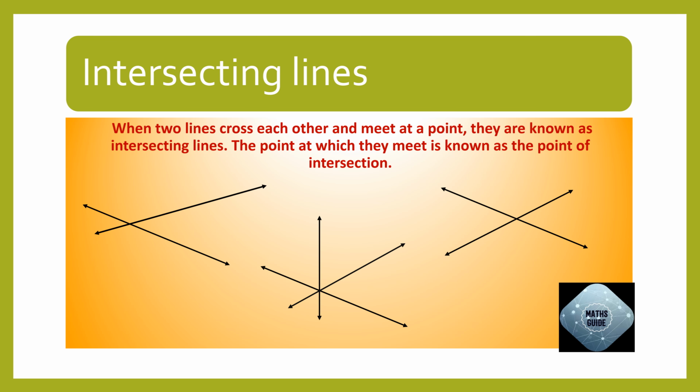When non-parallel lines intersect each other, they are called intersecting lines. They meet or cross at a single point. When two lines intersect, they form angles at the point of intersection, and depending on their orientation, they can form different types of angles such as acute, obtuse, or right angles. The point where the lines intersect is known as the point of intersection. Here, the point of intersection is denoted by this red mark.